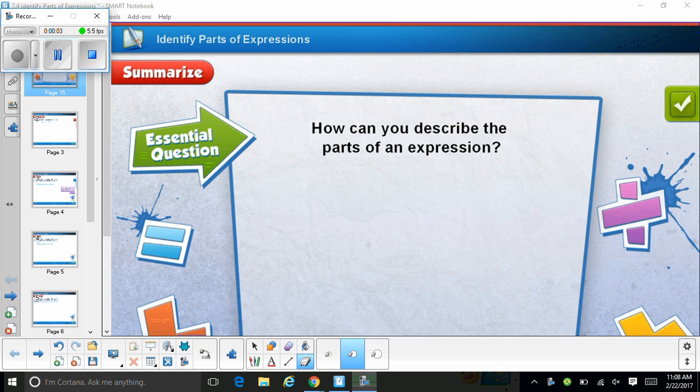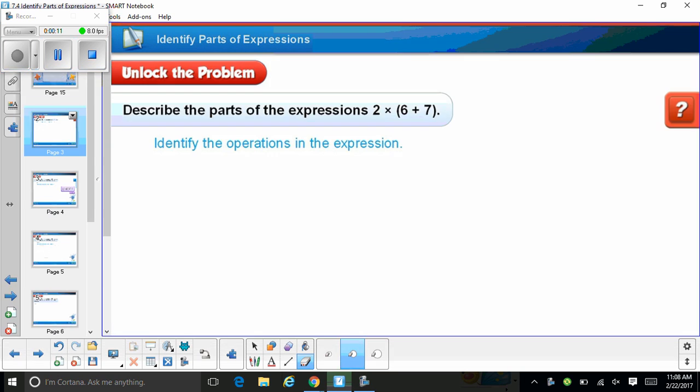Lesson 7.4, Identify Parts of Expressions. In today's lesson, we're going to describe the parts of an expression. So let's go ahead and get started. The first expression I've written is a numerical expression because we're only using numbers. We have no letters here that we're going to be using.